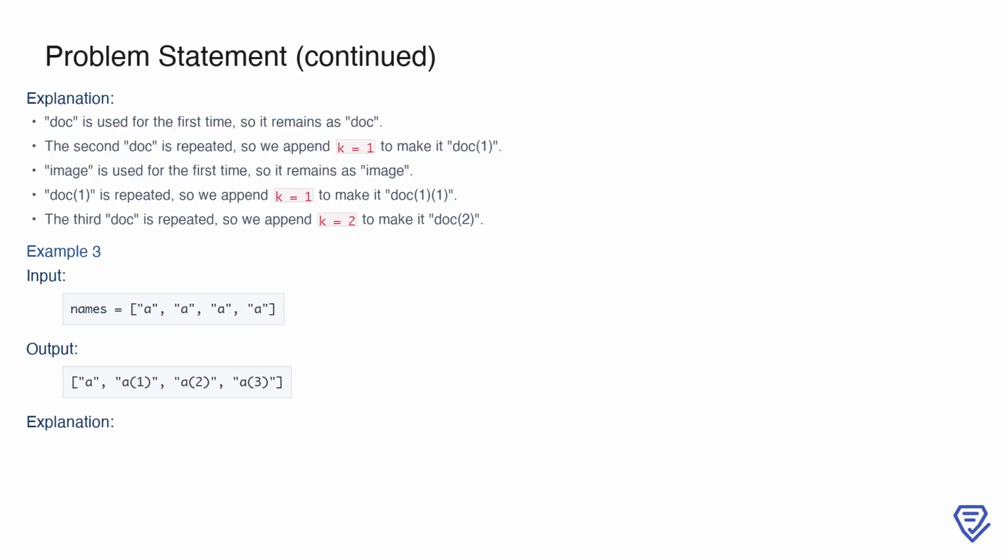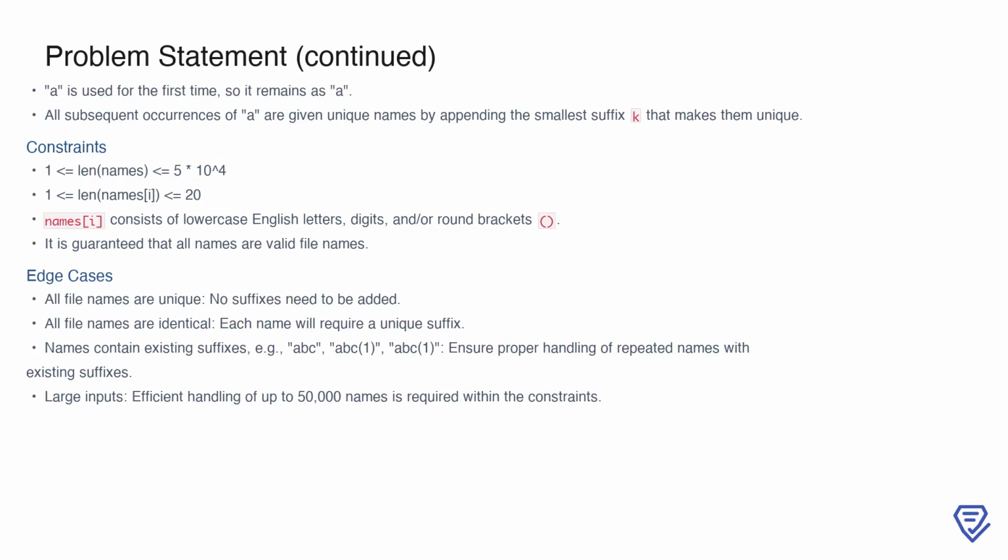Now, consider an example with all identical file names, names equals a, a, a, a. The output for this case would be a, a(1), a(2), a(3). The first occurrence of a is unique and remains unchanged. For each subsequent occurrence, a suffix is appended to create a new unique name. Specifically, a(1), a(2), and a(3) are generated by appending the smallest possible suffixes.